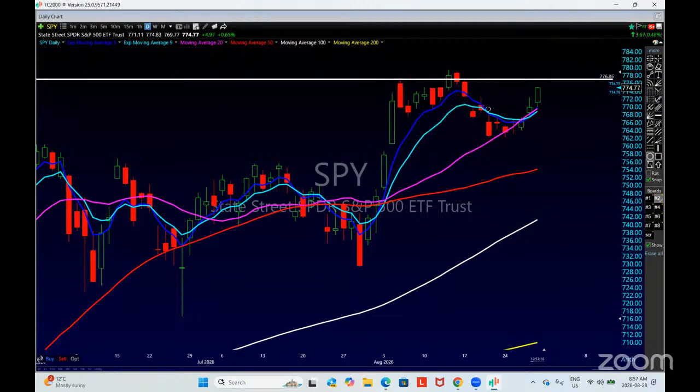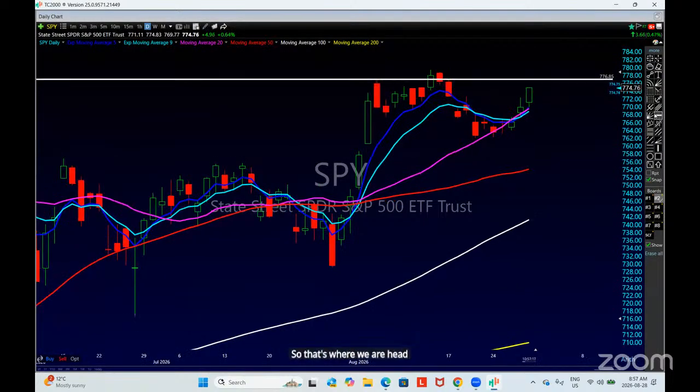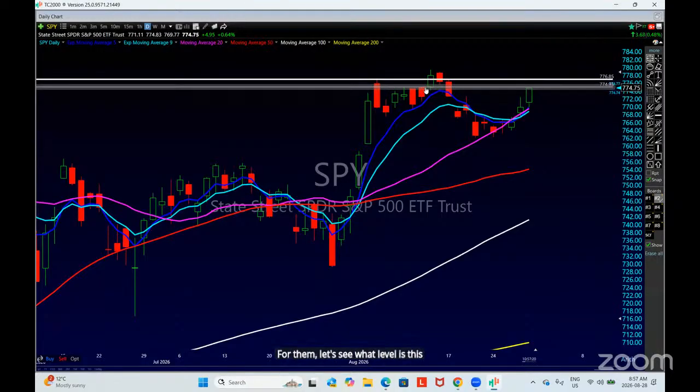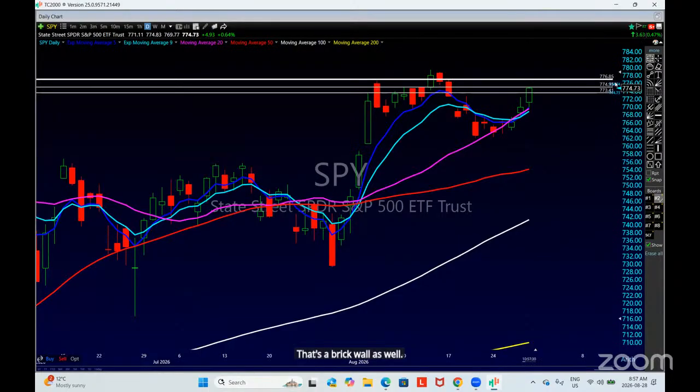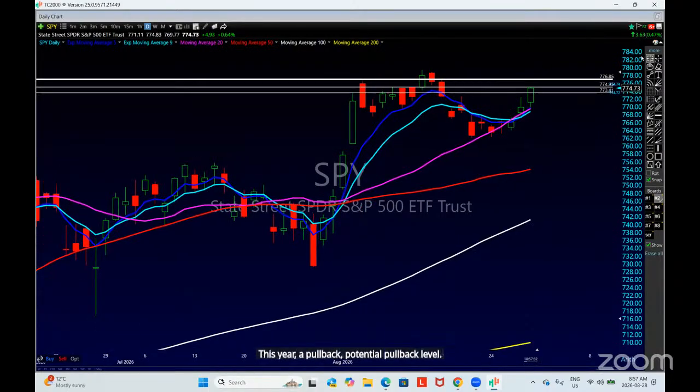So that's where we are heading. Before then, let's see what level this is. 774. Okay, that's a break wall as well. This here is a pullback, potential pullback level. Yeah, that's it, guys.